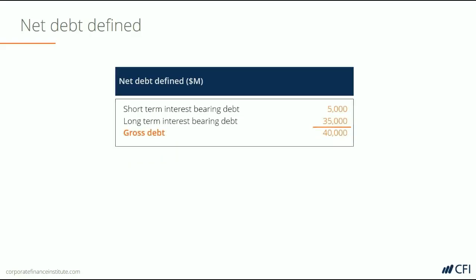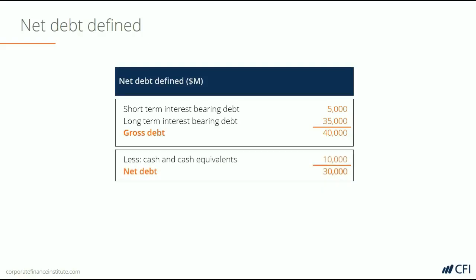Let's take a minute to define net debt and understand what the various components of it are. So here's an example in millions of dollars of calculating a company's net debt. On the balance sheet, this company has short-term debt of $5 billion, long-term debt of $35 billion, and therefore it has gross debt of $40 billion. But netting against that, this company has cash and cash equivalents of $10 billion. Therefore, its net debt is $30 billion.